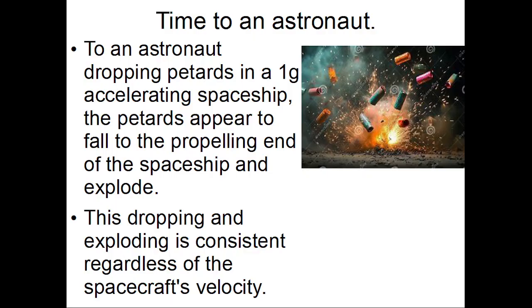To an astronaut lighting and dropping fireworks inside a 1G accelerating spaceship, the fireworks appear to fall to the propelling end of the spaceship and explode as if it was on the Earth's surface. As long as the spaceship maintains a 1G acceleration, this dropping and exploding is consistent, even though the spacecraft velocity is exponentially increasing. With a 1G acceleration, the spacecraft could reach 99% light speed in about 2.5 years. But to the astronaut, the fireworks will fall and explode at the same rate.